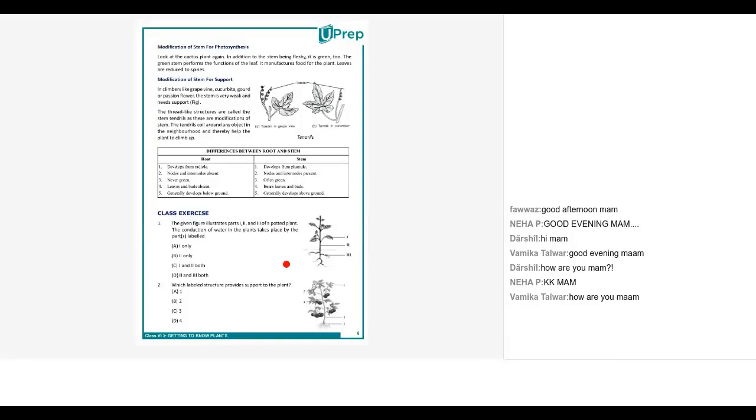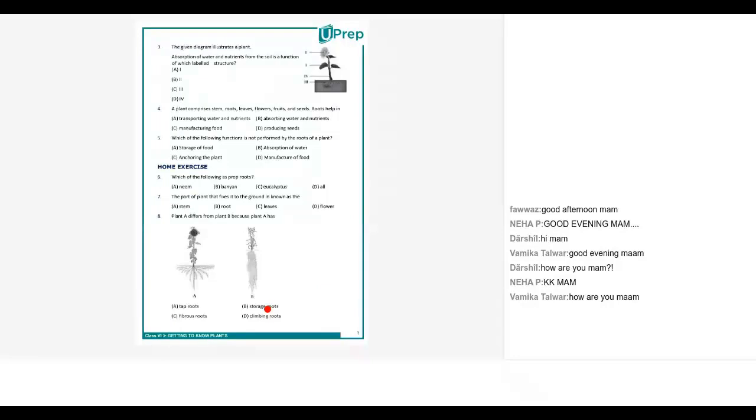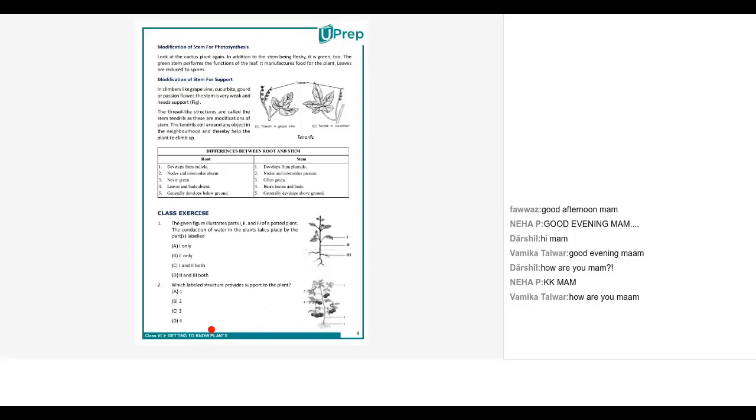Ma'am, the stem. Very good. Excellent. Take up question number 2 also. Yes, ma'am. Which labeled structure provides support to the plant? Ma'am, 5. Why is that labeled as 5 but there's no option? It's the roots. There must be an option in the next page. No, ma'am. Which labeled structure provides support to the plant? It would be root. It would be number 5.